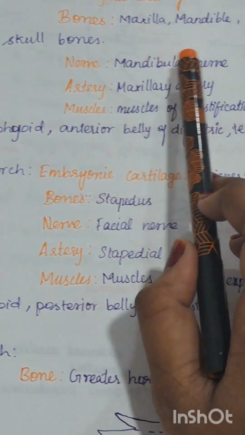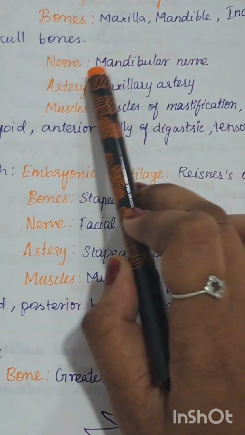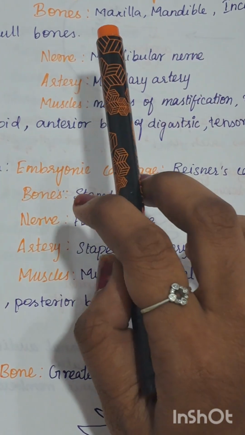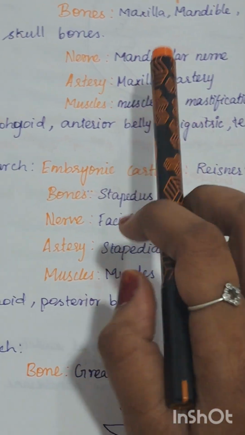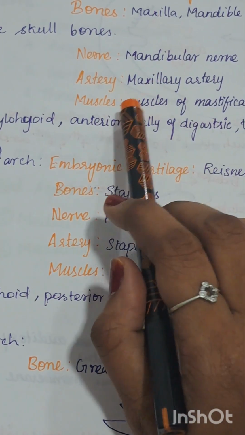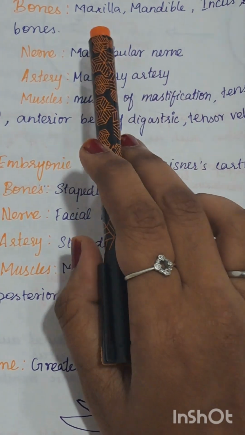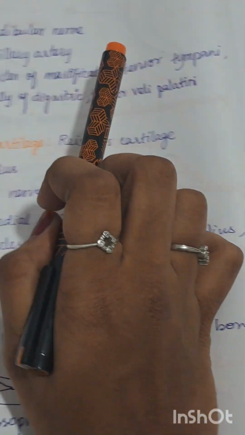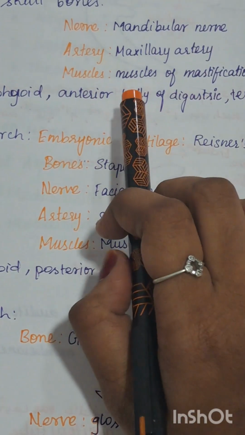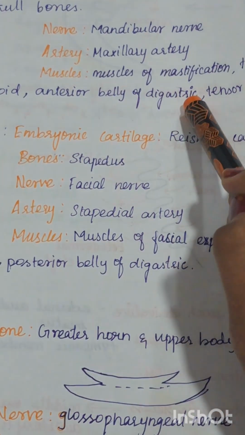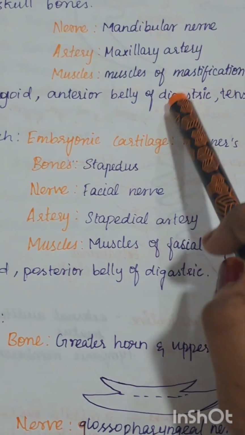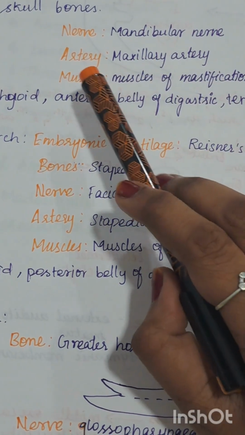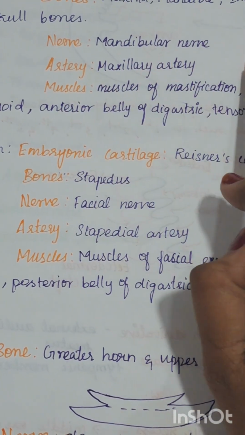The nerve of the first arch is the mandibular nerve. The mandibular nerve supplies the muscles that come under this first arch: muscles of mastication, tensor tympani, mylohyoid, and the anterior belly of digastric. All these are supplied by the mandibular nerve, so they come under the first arch. The artery of the first arch is the maxillary artery.